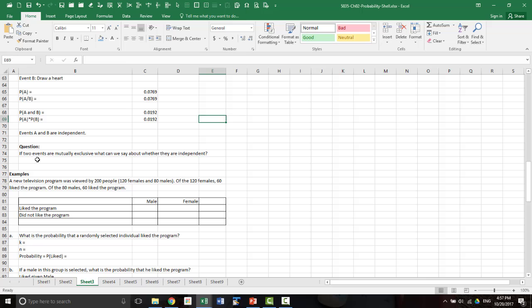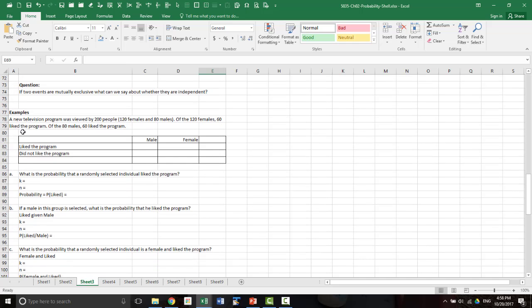So if there are two non-trivial events, they have probabilities. If they are mutually exclusive, then they simply cannot be independent. They are dependent. By definition, they cannot be independent. Okay, now moving on, we're going to look at these concepts from an empirical example point of view.